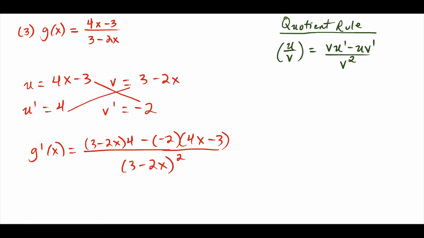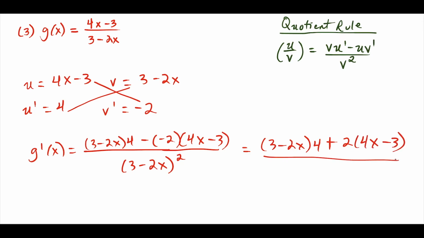So one of the problems we could run into right away is with this minus minus. Just know that when we have minus minus 2, that's going to change to a plus 2. So what we have next, we could write, we have 3 minus 2x times 4, and now we have plus 2. So this changes to addition, and we have 4x minus 3. And this is over 3 minus 2x squared.